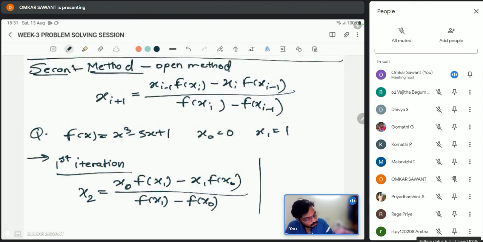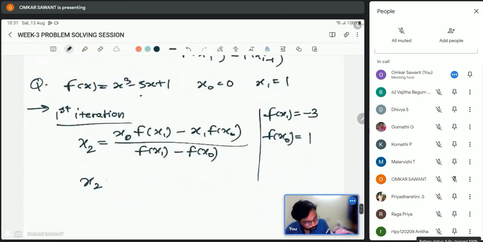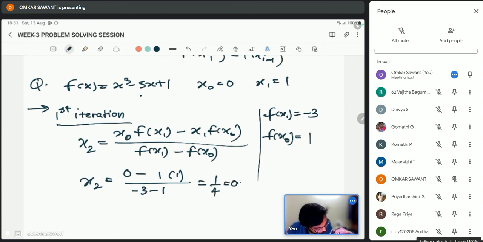So what will be f of x1? Just substitute 1 in this equation: 1 cube minus 5 plus 1, so 2 minus 5, minus 3. And f of x0, you substitute 0, it will be 1. So what will be the value of x2? x0 is 0, x1 is 1, f of x0 is 1, upon f of x1 minus f of x0, minus 3 minus 1. So it will be 1 by 4, that is 0.25.